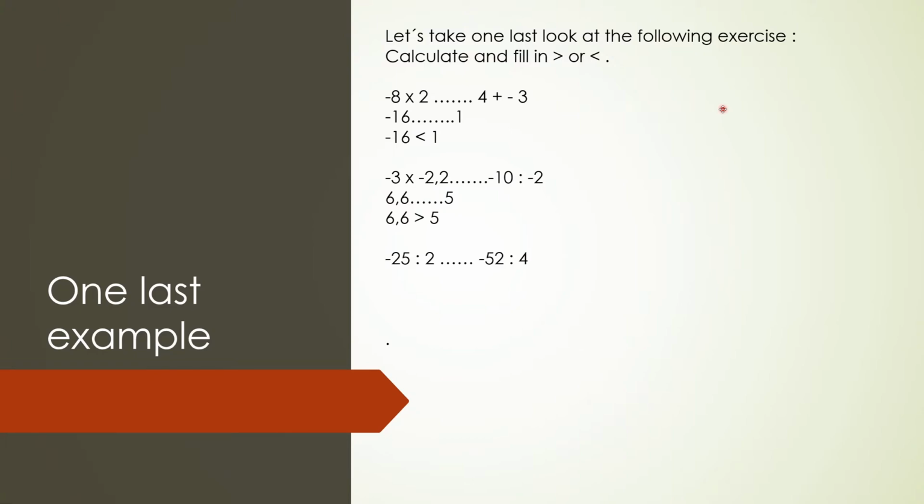Minus 25 divided by 2 and minus 52 divided by 4. On the left side, it's becoming negative because negative divided by positive equals negative. On the right side, the same. And of course, minus 12.5 is larger than minus 13. Don't get confused here, because the closer a negative number becomes to 0, the greater it gets.